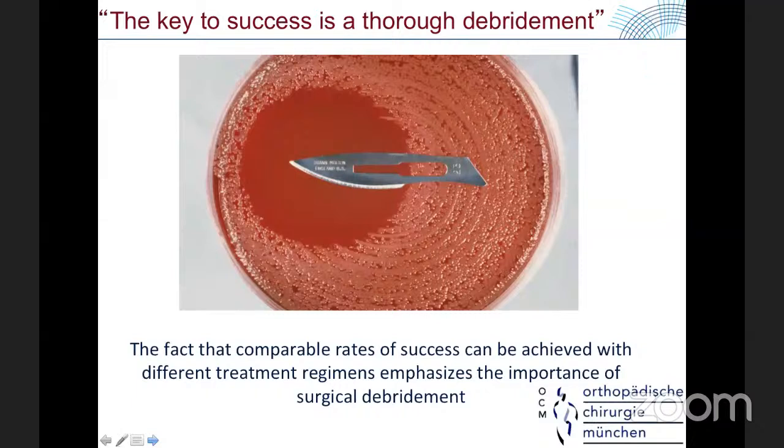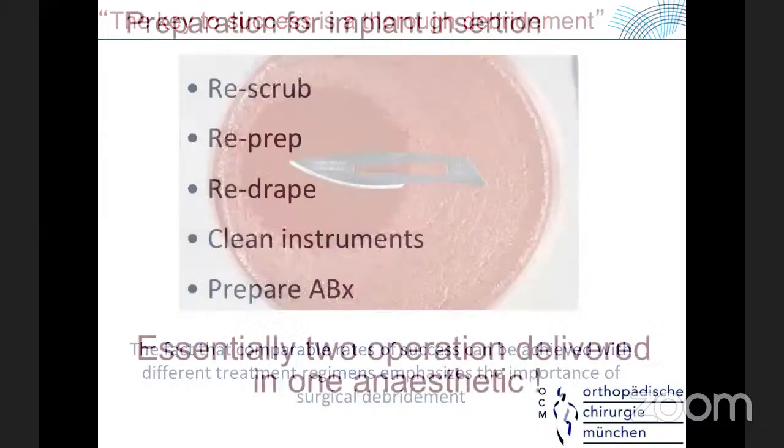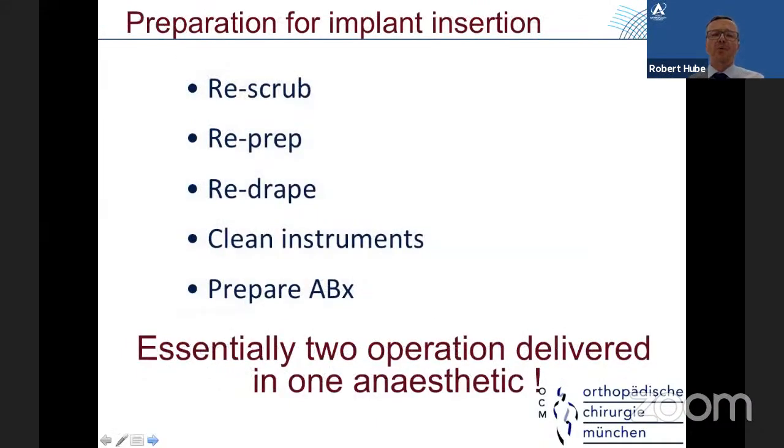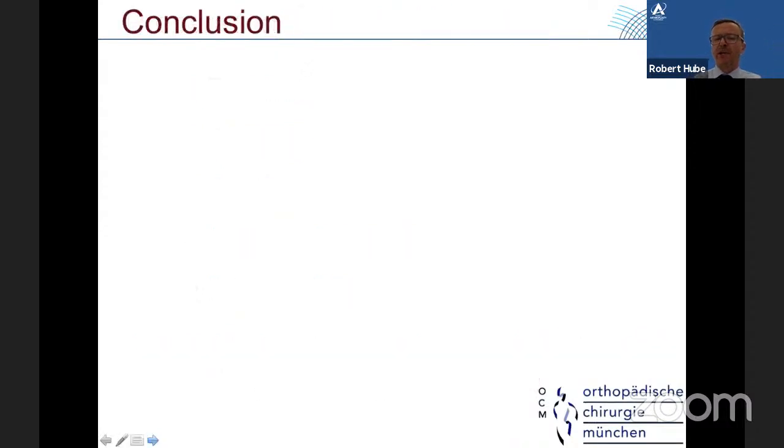Radical doesn't mean take the attachment of the muscles or the muscles away. If we do one stage, we prepare for implant insertion. After we take everything else, we re-scrub, we re-prep, we re-drape, we clean the instruments, actually we take new implants, and we prepare the antibiotics we put to cement if we do a cement revision. So essentially, we actually do 2 operations delivered at one anesthesia. And so think about 1 stage, even if it's not what you have done before.